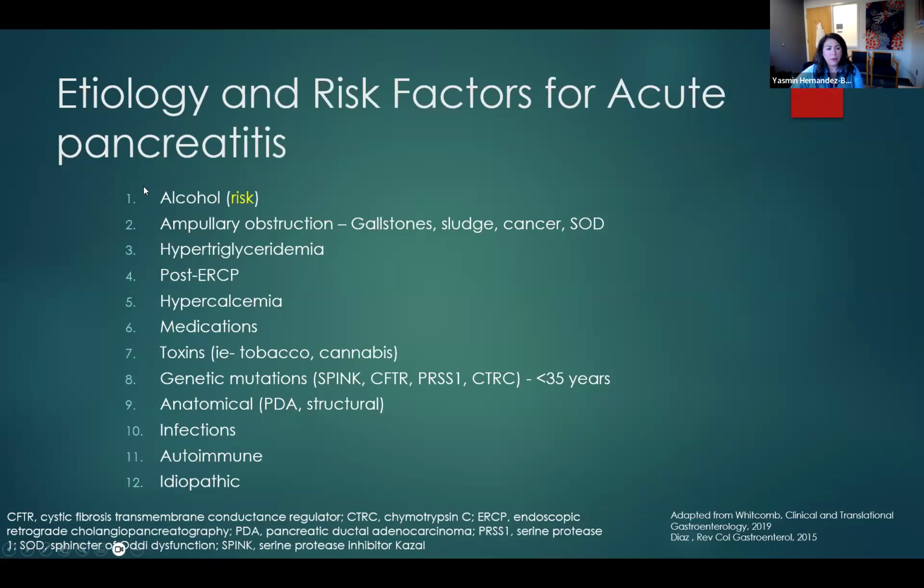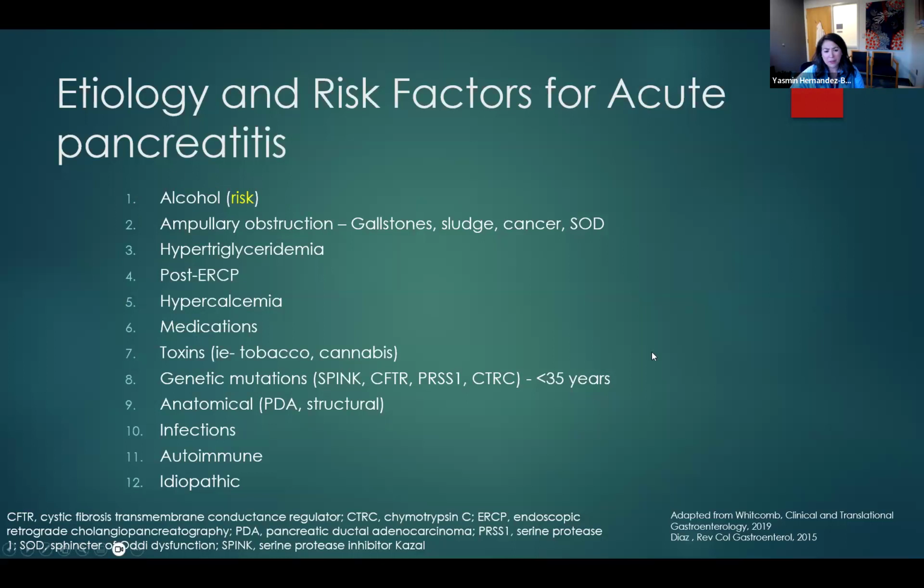Alcohol and gallstones have been most commonly implicated in acute pancreatitis. So I put here, as you can see in yellow, that alcohol is likely a risk. In my talk, it is genetic. So there's probably more of a genetic predisposition here. It's not just alcohol. I put that in quotes.